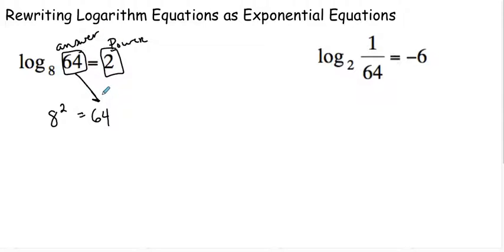So you have to be a little careful because they sort of switch places when you're dealing with it. And it makes sense that they switch places because they're the inverse of each other. So we're sort of switching the input and output. Okay. Same here. Here I'm saying the base of 2 to the negative 6 power is equal to 1/64.